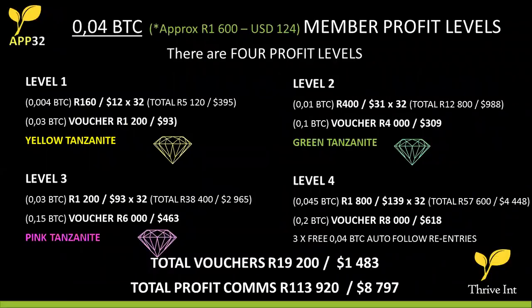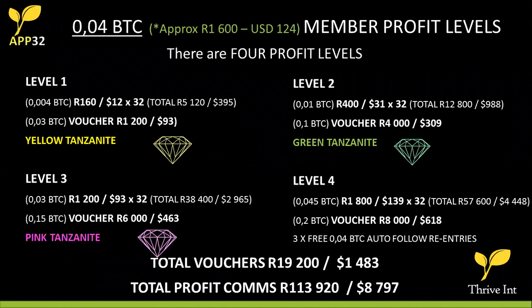Now, just to summarize what your income will be on the 0.04 uni level structure, your level 1, this is what you will receive. Remember, each and every person, as soon as they reach that certain point, will receive exactly the same thing. So on level 1, you will get a total of about $400 in Bitcoin with the current value in commissions. Your voucher will be about $100 in the ad shop, and you get your yellow Tanzanite.